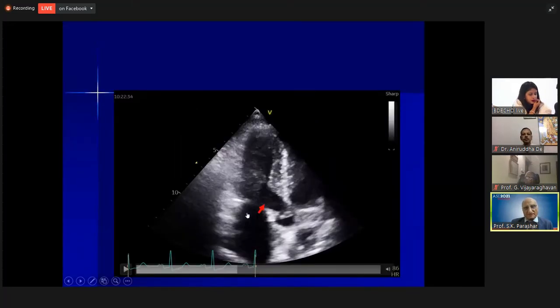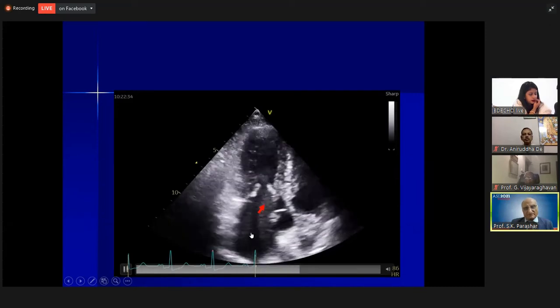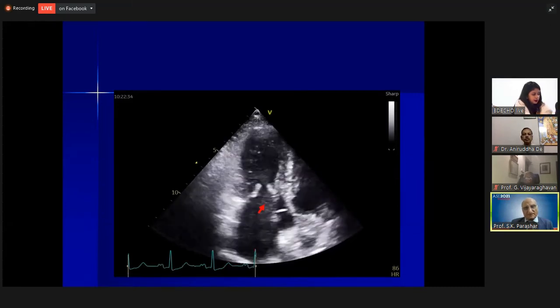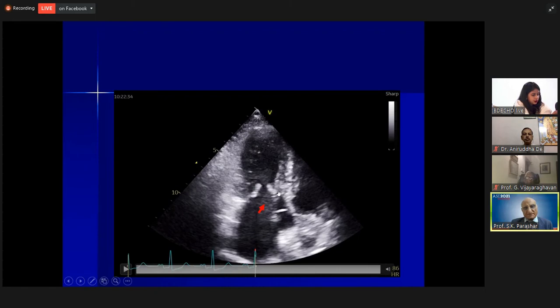This again was done. We see in systole and in diastole that there is a complete obliteration of the LVOT, and the anterior mitral leaflet is hitting against the interventricular septum.